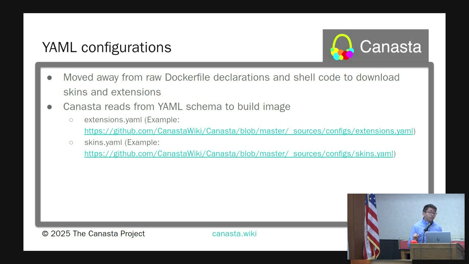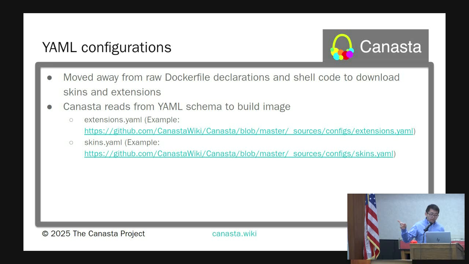So the YAML configuration has a lot of different attributes that you can apply to it. It lets you download from various sources. It makes it easy for you to say these are the extensions I want. And if for some reason you want to commit sacrilege and say we don't want the Canasta set of extensions, you can use this YAML format as well to do your own.